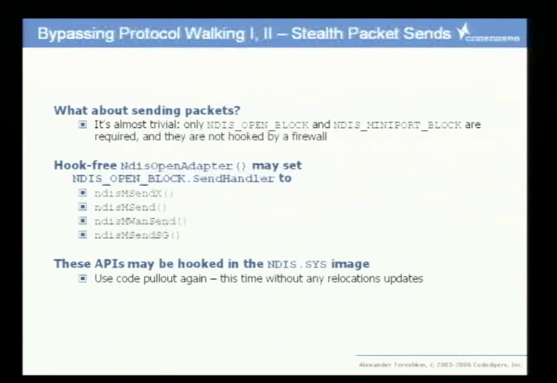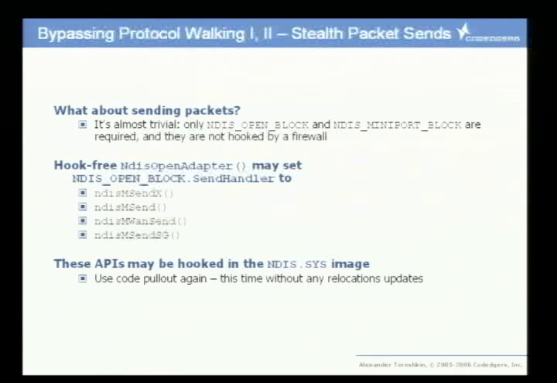So the receive packet techniques are more or less clear now, and I'll move to stealth packet sends. For the first two solutions, packet sending is trivial because all our structures, like the open block and the protocol block, are not hooked by a firewall. So we may use pointers from these structures, and we may be sure that these pointers are not hooked by a firewall.